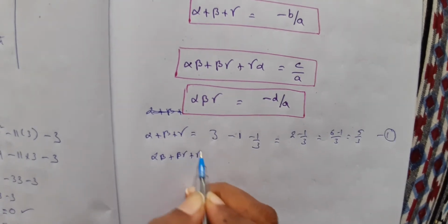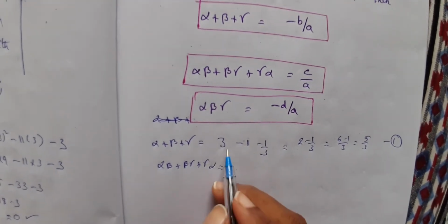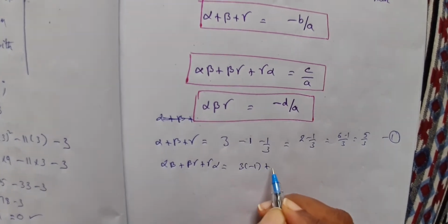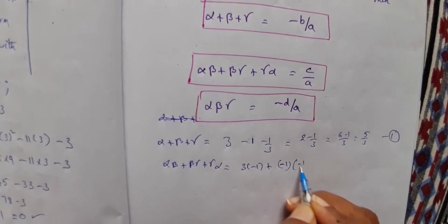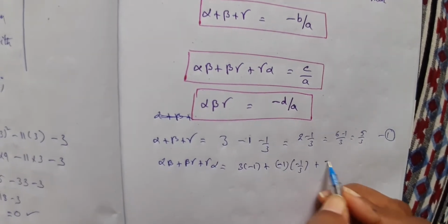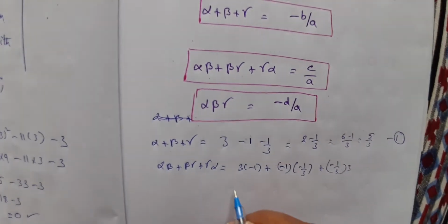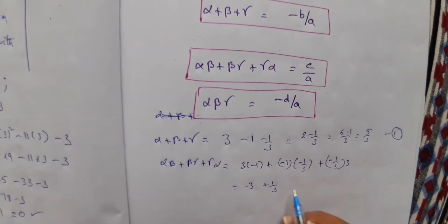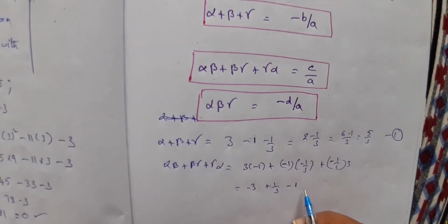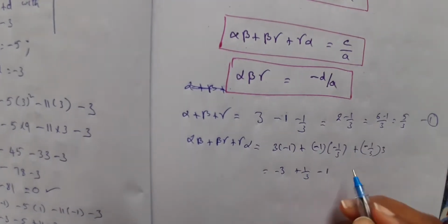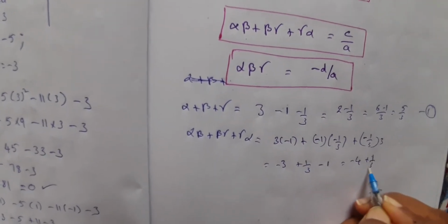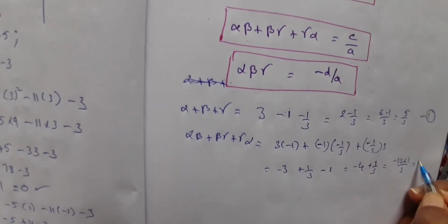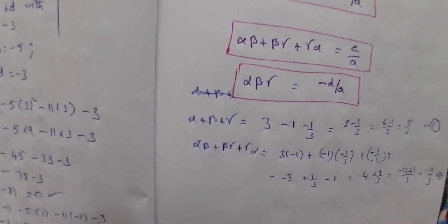Now find out alpha beta plus beta gamma plus gamma alpha. So alpha beta, 3 into minus 1, plus beta gamma, minus 1 into minus 1 by 3, plus gamma alpha, that is minus 1 by 3 into 3. So now let us see, minus 3 minus of minus plus 1 by 3. Now this 3 will get cancelled. You are left with minus 1. So minus 1 minus 3 is minus 4. Minus 4 plus 1 by 3, that is minus 12 plus 1 by 3. So that is equal to minus 11 by 3. Let this be equation 2.